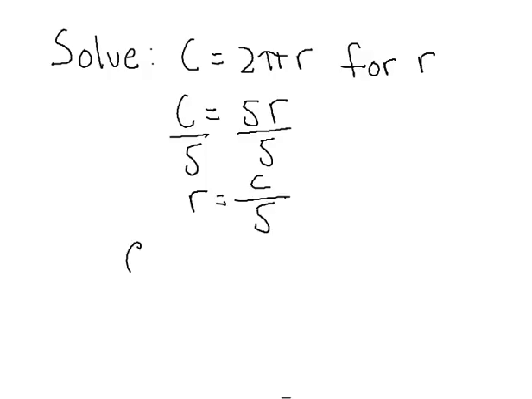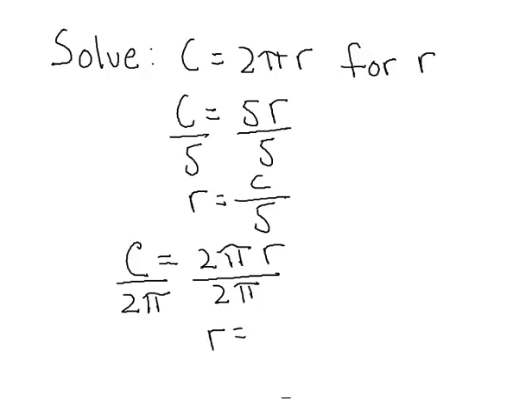Now if we return to the original formula, c being equal to 2 pi r, we see that the coefficient of r is 2 pi, and that 2 pi, remember, altogether is a constant, which takes on the same role that 5 did in the example we just looked at. So to solve for r, then, we'll simply divide each side of the equation by 2 pi. We end up then with r being equal to c divided by 2 pi as our final answer.